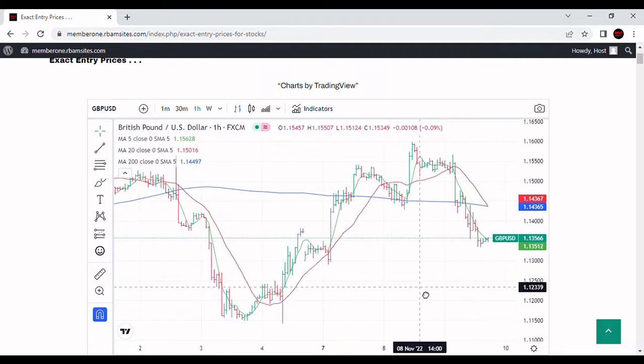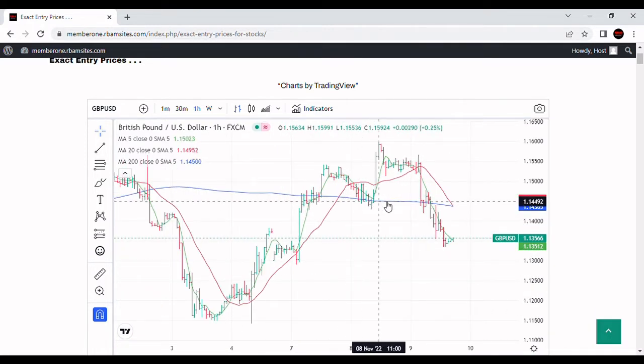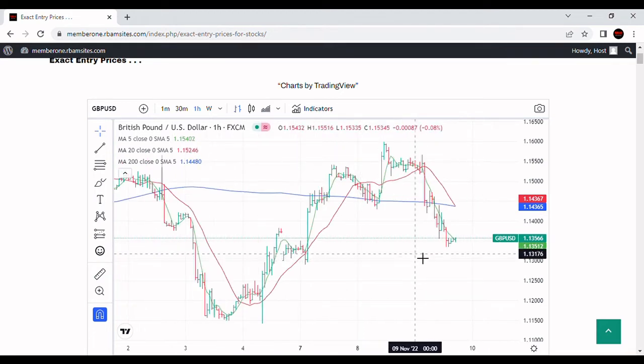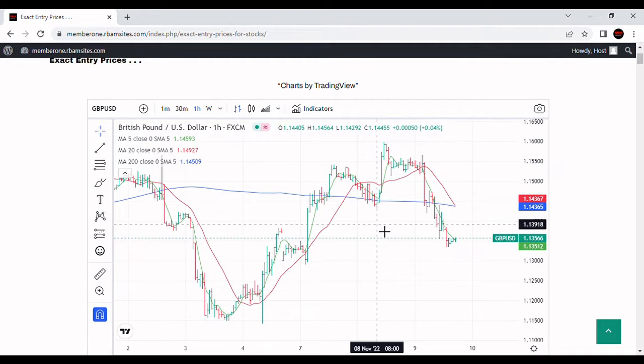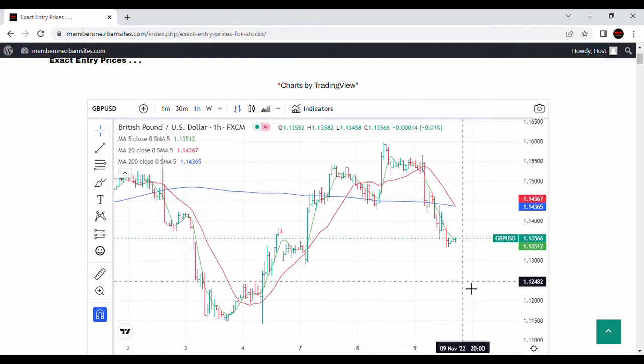We can see a little development here. We've broken down through the 200-hour moving average on an hourly chart. Green is the 5-hour, blue is the 200-hour, and red is the 20-hour. You can see we're beginning to fall back apart here. We violated this low set on November 8th. No big deal, it's an hourly low, but it looks like it's going to head down to about the 1.12 level. That would be my guess.